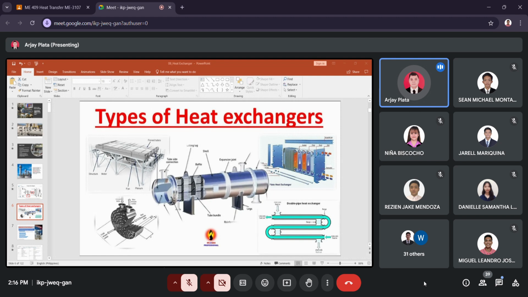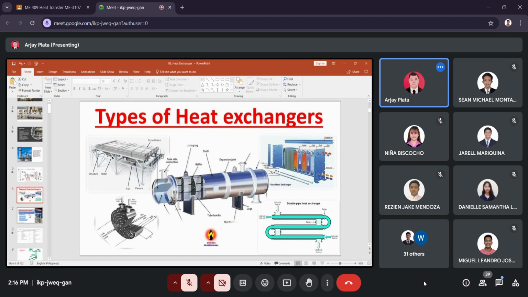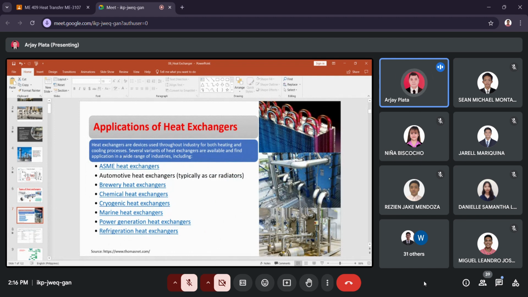Heat exchangers are devices used throughout industry for both heating and cooling processes. Several variants of heat exchangers are available and find applications in a wide range of industries, including automotive. I think you're all familiar with automotive heat exchangers. These are also what we call car radiators.